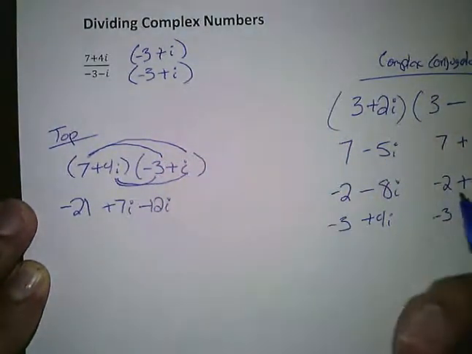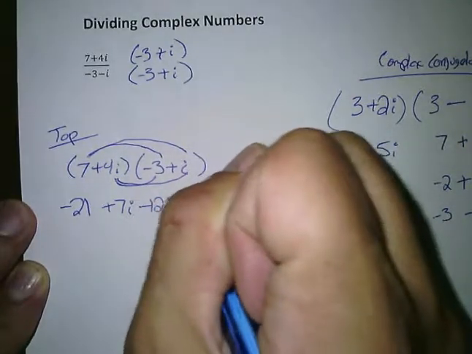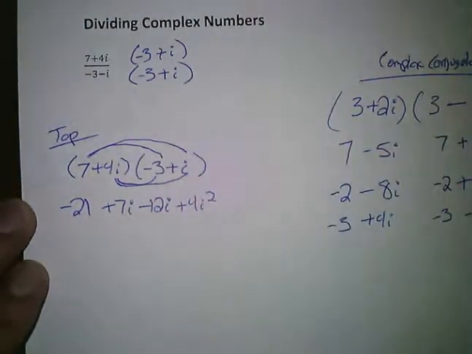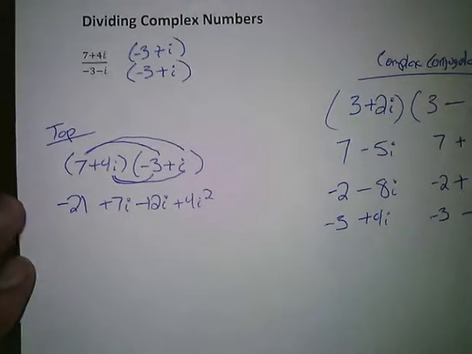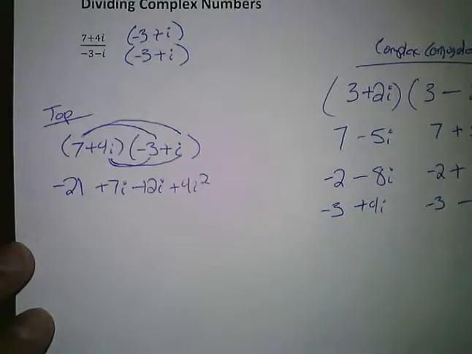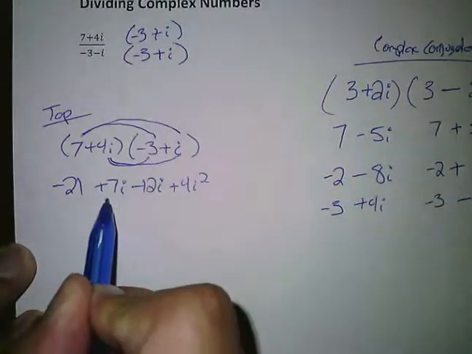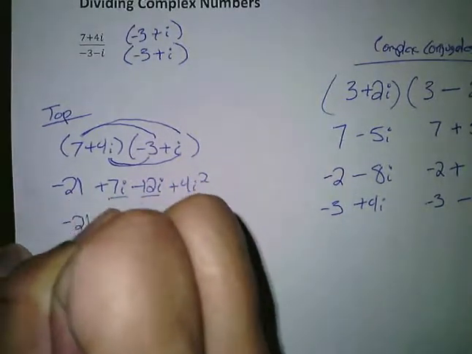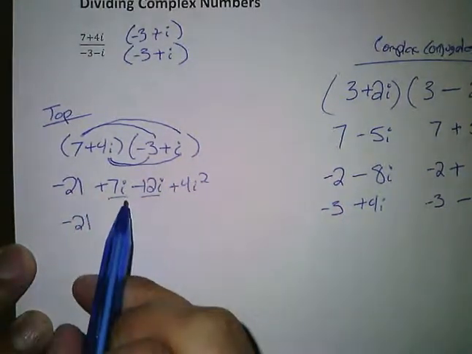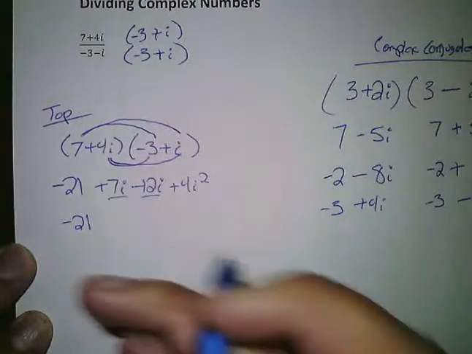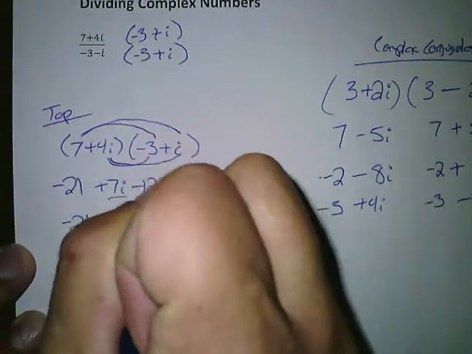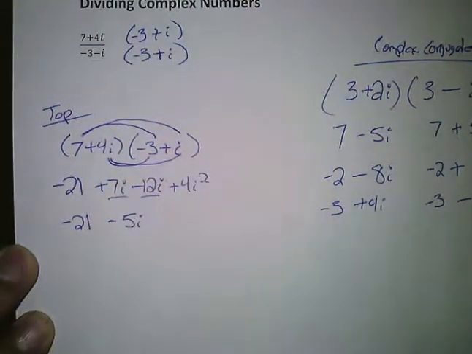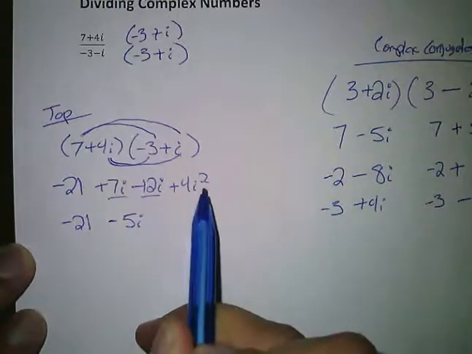4i times i is positive 4i squared. Trying to clean this up, I have like terms in the middle, a 7i and a negative 12i. The negative 21 is still here. 7i minus 12i is going to take me to negative 5i. And we talk about this 4i squared piece.